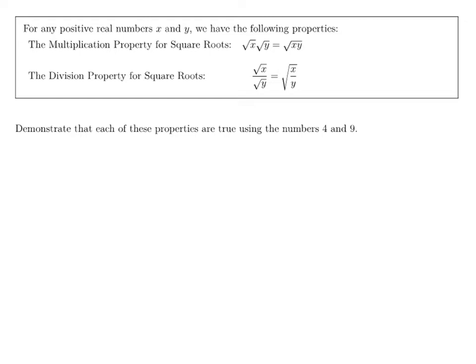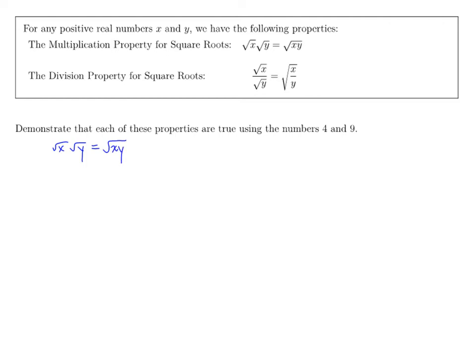Let's start by looking at the multiplication property for square roots, which says that the square root of any positive number times the square root of another positive real number is equal to the square root of the product of those two numbers. Using positive real numbers x and y, we write that as the square root of x times the square root of y is equal to the square root of x times y.